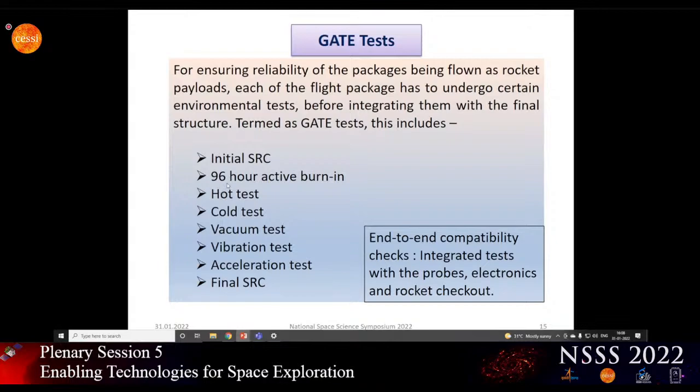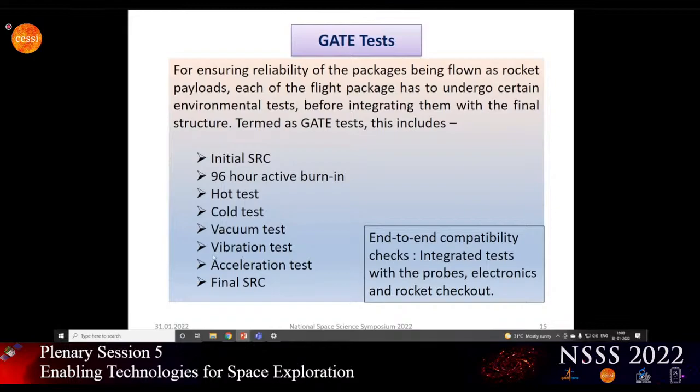That means the package will be switched on for 96 hours continuously, and the data will be recorded, and any change in the performance will be noted. If there is any change, actions will be taken. Following that active burn-in, there is a thermal test wherein the package will be kept at a hot temperature and tested, and similarly for a lower temperature. Then the package will be kept in a vacuum, and there also it will be tested.